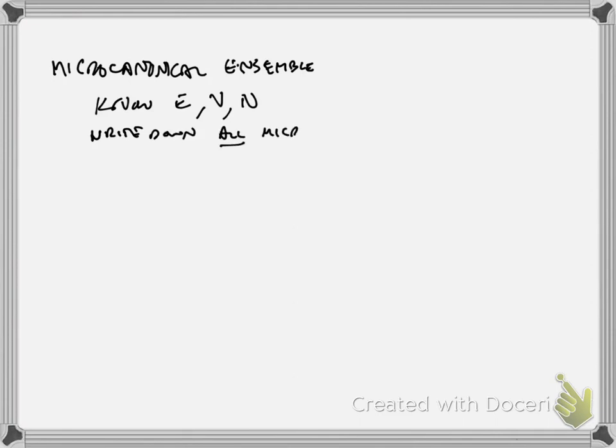microcanonical ensemble. And this is the situation where we know E, we know V, and we know N. And we're going to write down all microstates of the system, and if you can actually do that, if you can do that in an efficient way, then you know everything. Then you can find any quantity you want, right?